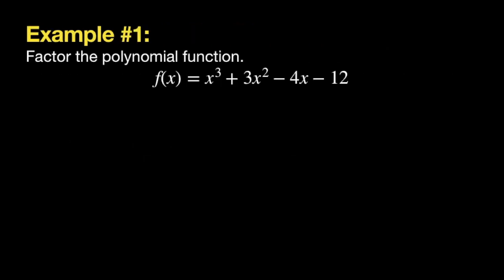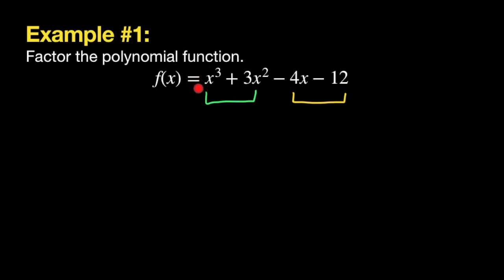For example 1, we're going to factor the polynomial function. So we need to be able to put this in terms that we're going to be multiplying. Now, for this problem, we're going to do it by grouping. So I'm going to group the first 2 terms, and then I'm going to group the last 2 terms. I'm going to find what the first 2 terms have in common.